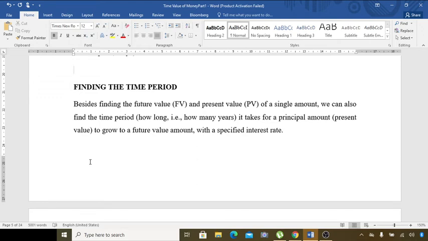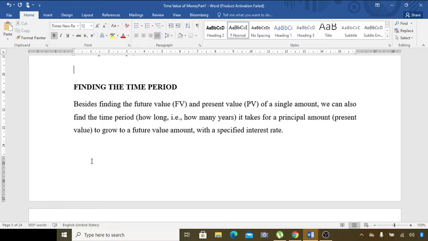Just now we have dealt with finding the future value amount or the present value amount, given different interest rates, different time periods, and different frequencies of compounding. Now what if we know the future value, the present value, and the interest involved, but we want to find the time period? How long will it take for an investment to reach a certain amount?